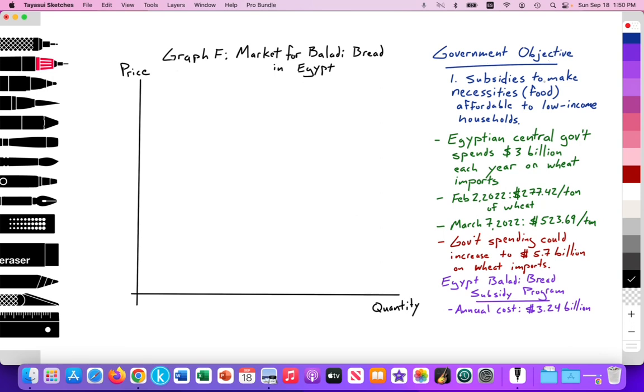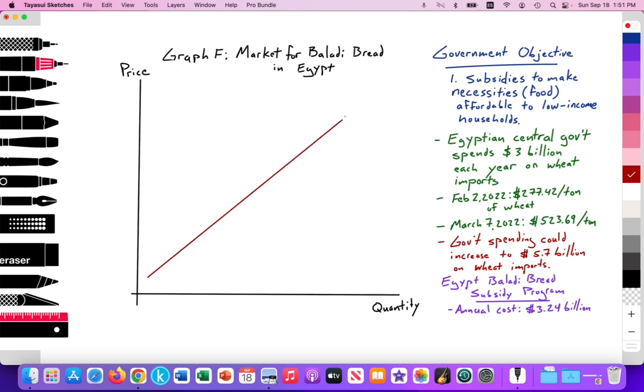The objective here is to subsidize food as a necessity to make it more affordable to low-income households. Currently, the Egyptian government is spending $3 billion, but because the price of wheat, which is the input for bread, is rising from $277 per ton to $523 per ton, the government spending could increase to $5.7 billion. Currently, the Egyptian government is spending $3.24 billion on the Baladi bread subsidy program, but of course that can double, and we can imagine the opportunity cost to the Egyptian government of spending double the amount on bread as opposed to other social services within Egyptian society.